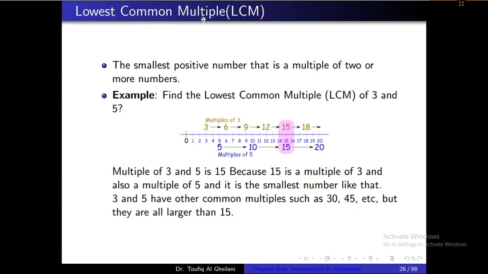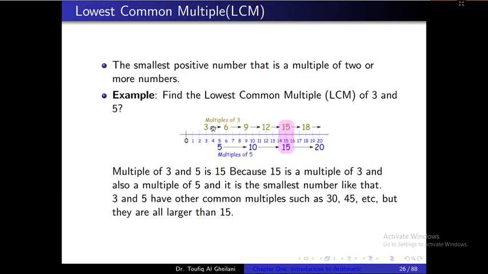The lowest common multiple, LCM, is the smallest positive number that is a multiple of two or more numbers. For example, find the lowest common multiple. We use the short name LCM: L, lowest; C, common; M, multiple, of 3 and 5.